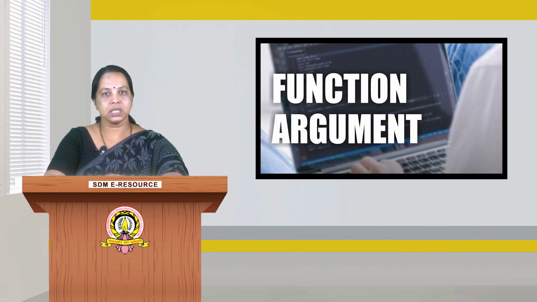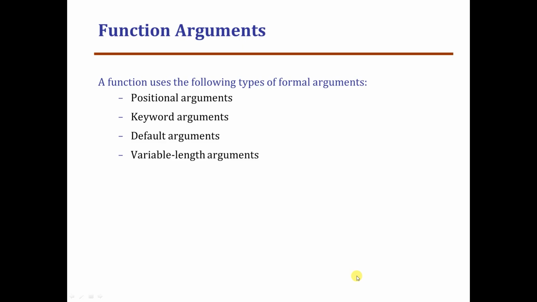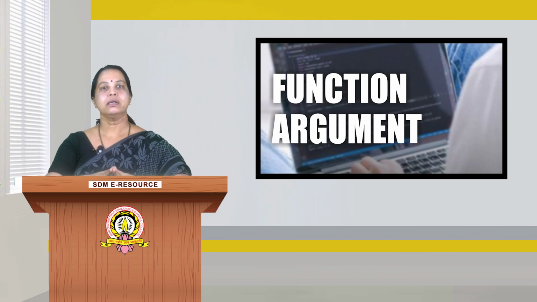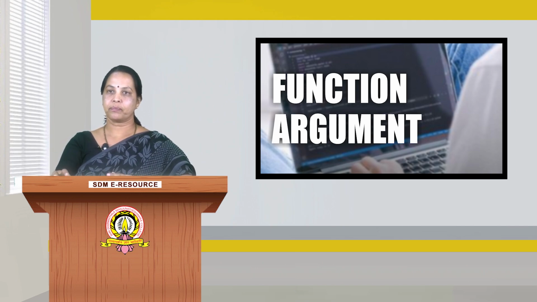Whenever a function is called, a set of arguments can be passed and those arguments will be received by the function as parameters. A function uses different types of arguments: positional arguments, keyword arguments, default arguments and variable length arguments. Let us see more about all these different types of arguments.